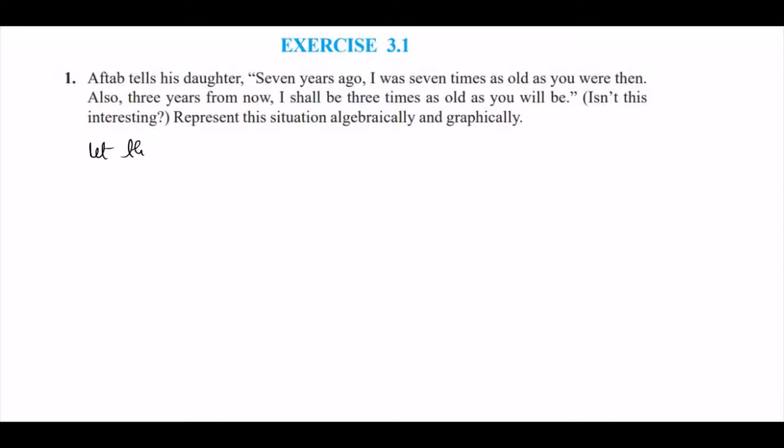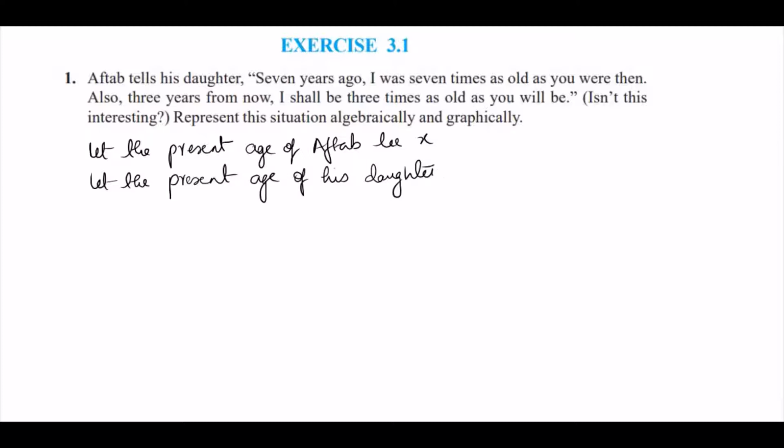Let the present age of Aftab be x and let the present age of his daughter be y. We are dealing with linear equations in two variables. So here we have taken x as the present age of Aftab and y as the present age of his daughter. Now let's see the relation.